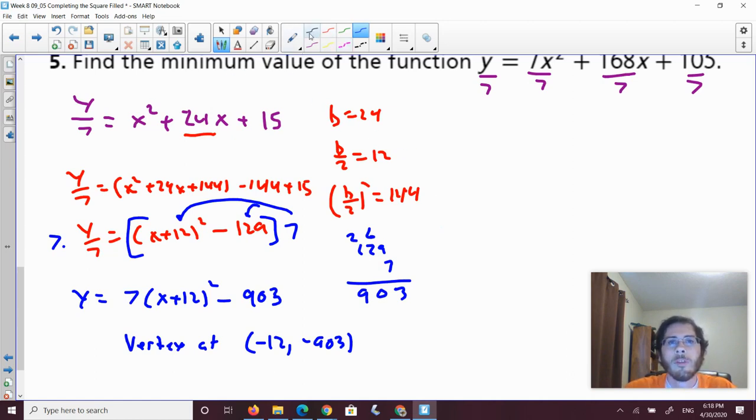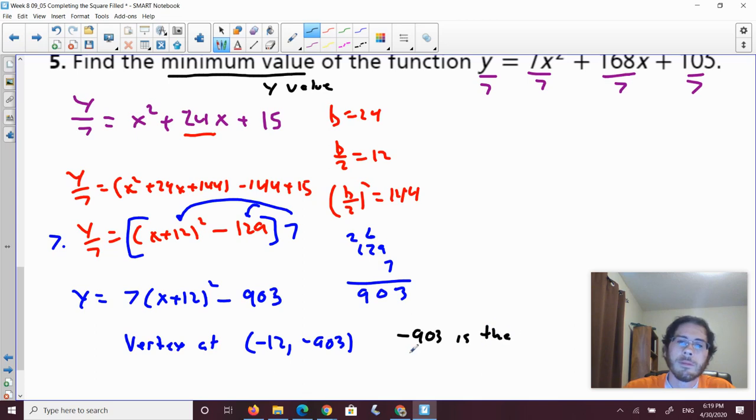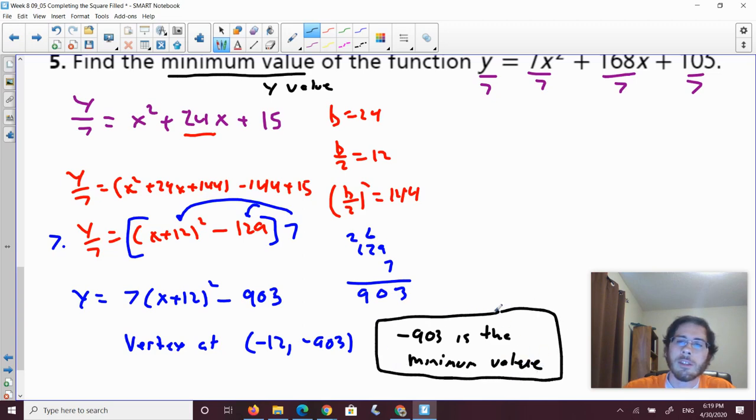Find the minimum value of the function. So when they say minimum value, they're looking for the y value, not the x value. So the minimum value is at negative 903. Because the value is going to be the output, not the input. So the only thing I need is the 903, negative 903.